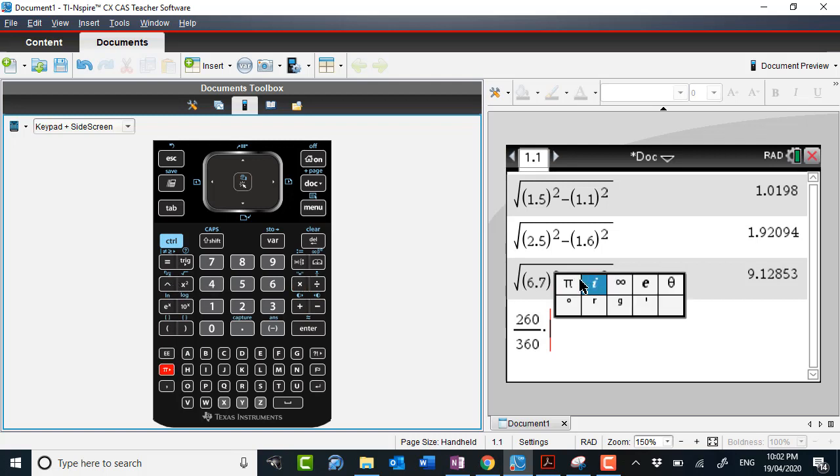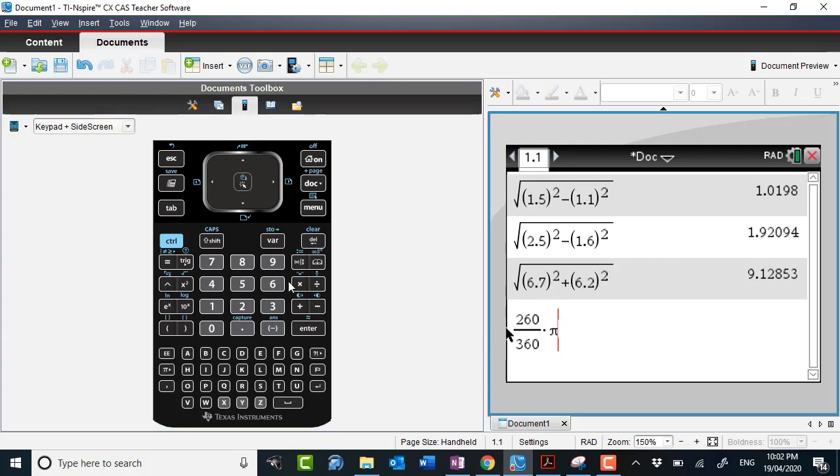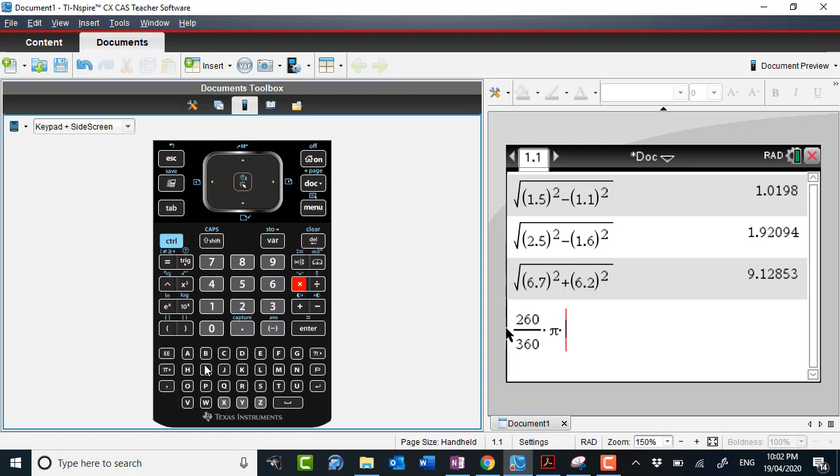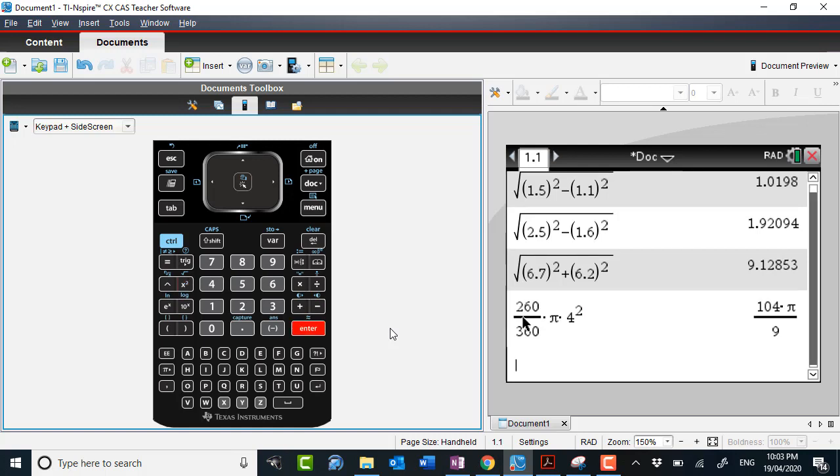And we need to get used to this calculator, by the way. So, doing this in this calculator as opposed to the green scientific calculator, this is the one you're going to have to use in VCE. Let's have a look. If I do that, look at that, 104 pi over 9. That's going to give the exact answer.